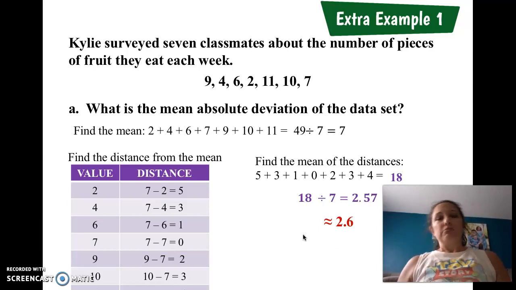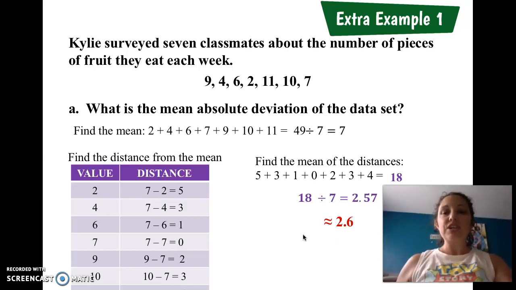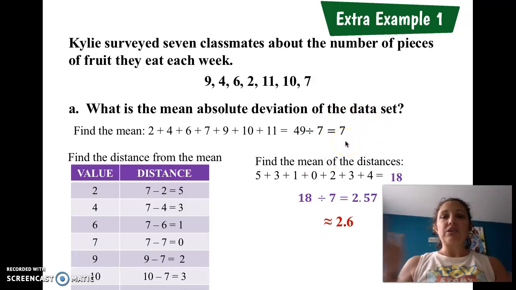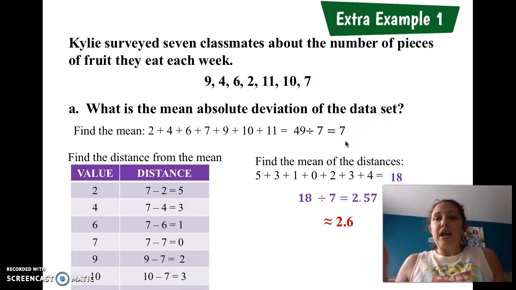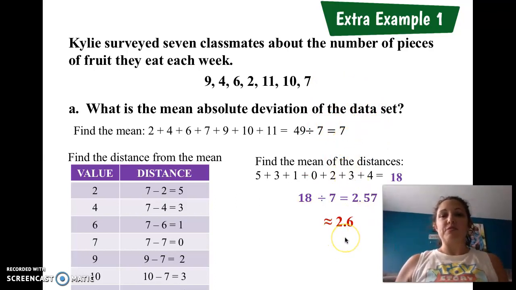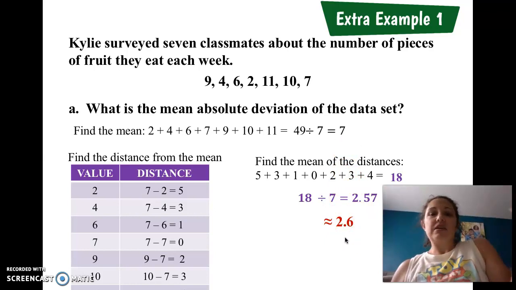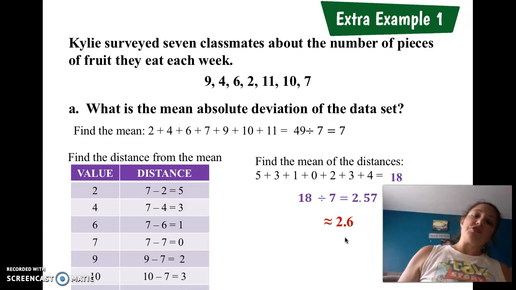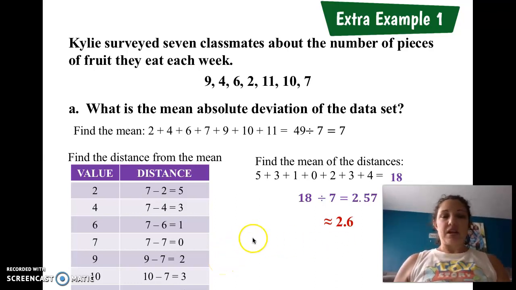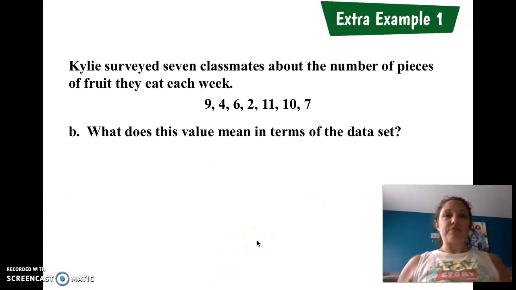So mean of absolute deviation means these students, on average, eat 7 pieces of fruit each week, but that could deviate about 2.5, 2.6 pieces of fruit. So maybe they eat almost 10, like 9.5, down to 4. All right, let's go on to another version.